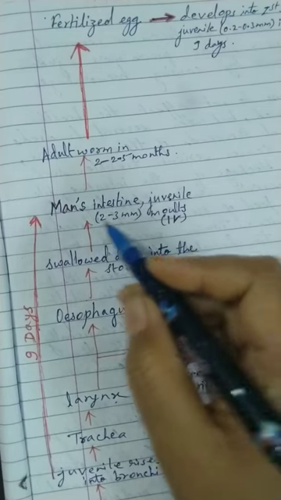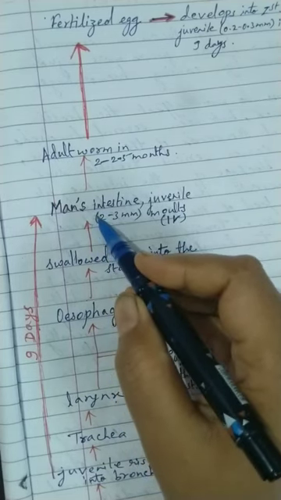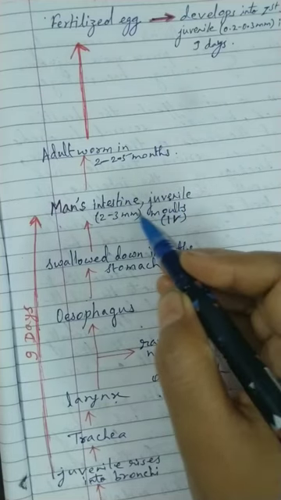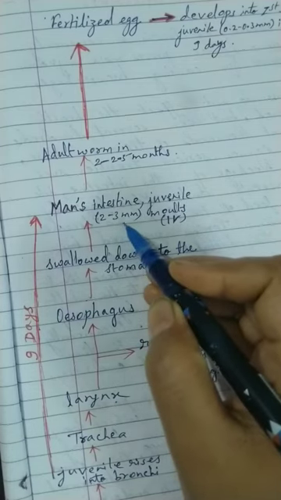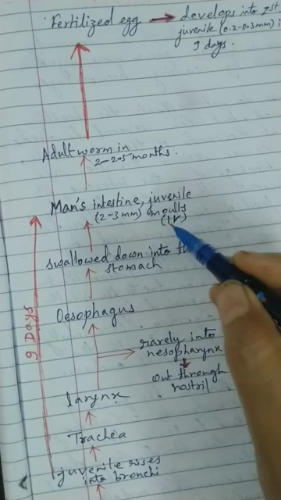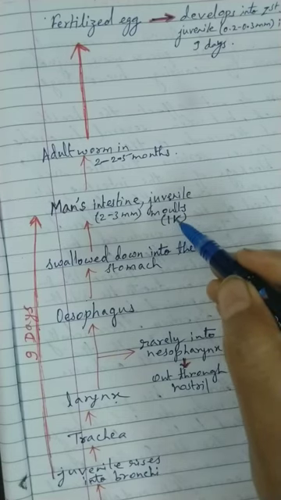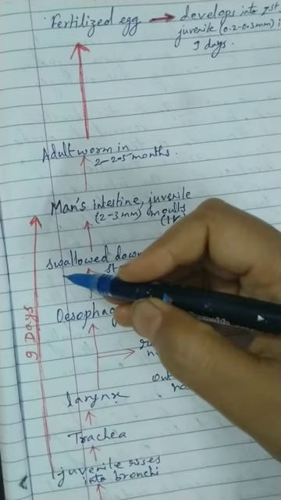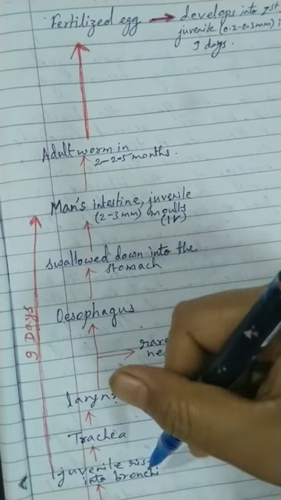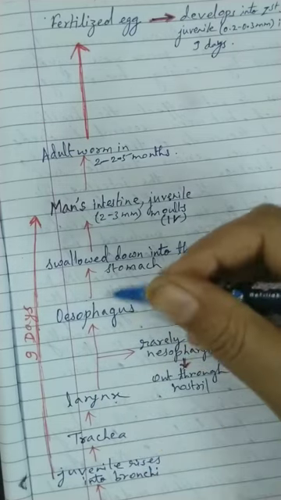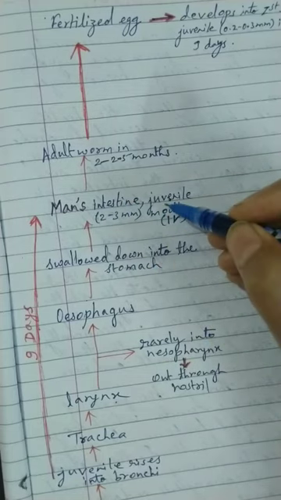From stomach, it enters into the man's intestine, where the size of the juvenile is 2 to 3 mm. Here the fourth stage larva is formed. It takes approximately 9 days to reach from the bronchi of the lungs into the intestine of the human.